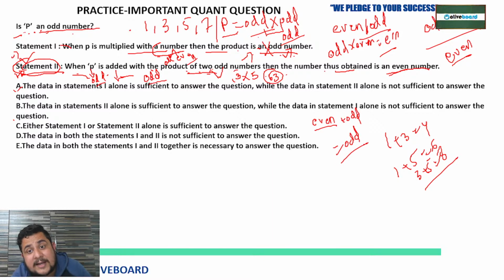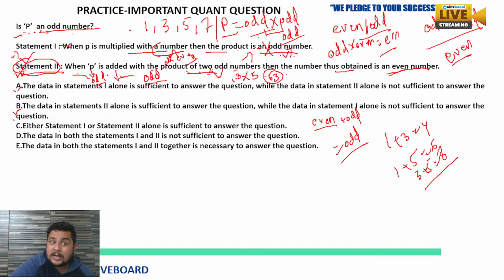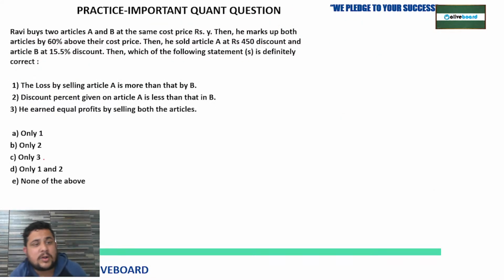So it is just against the statement. So this statement says the right thing which we required and it is alone sufficient to answer. So statement 2 is alone sufficient to answer while data in statement 1 alone is not sufficient to answer the question. Option B will be your correct answer. And I hope you understood the logic behind this question. Okay. So let's move on to the next question.